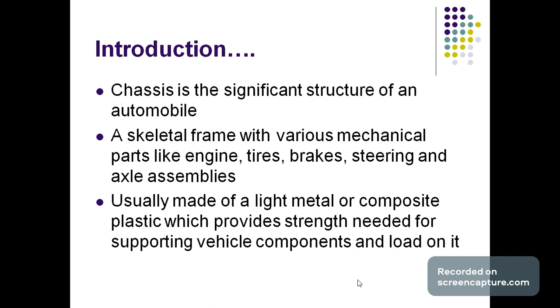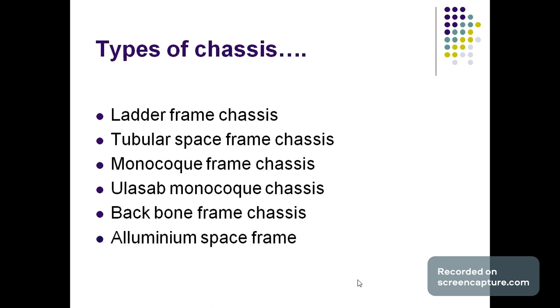There are different types of chassis like ladder frame chassis, tubular space frame chassis, monocoque frame chassis, ULSAB monocoque chassis, backbone frame chassis, and aluminum space frame.